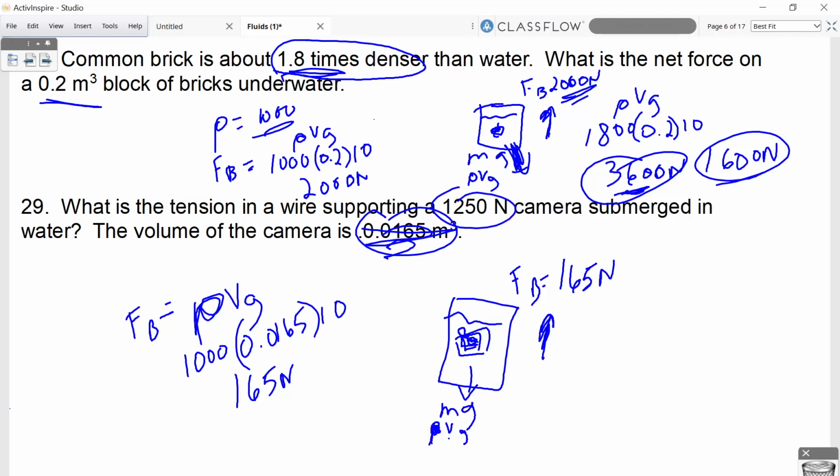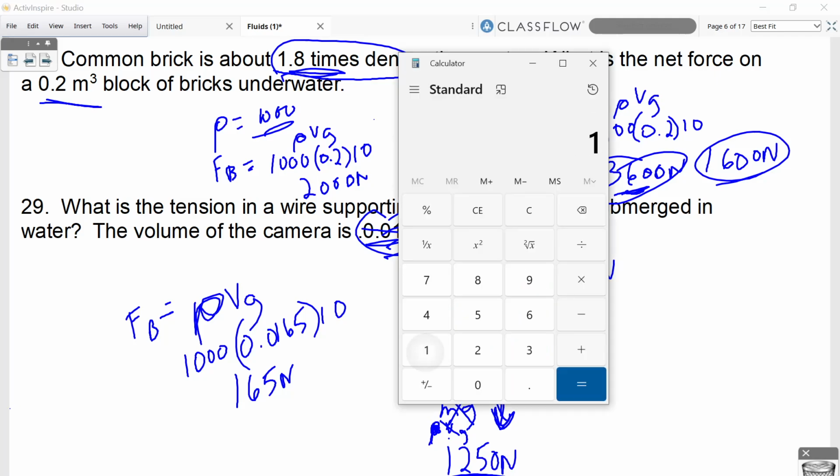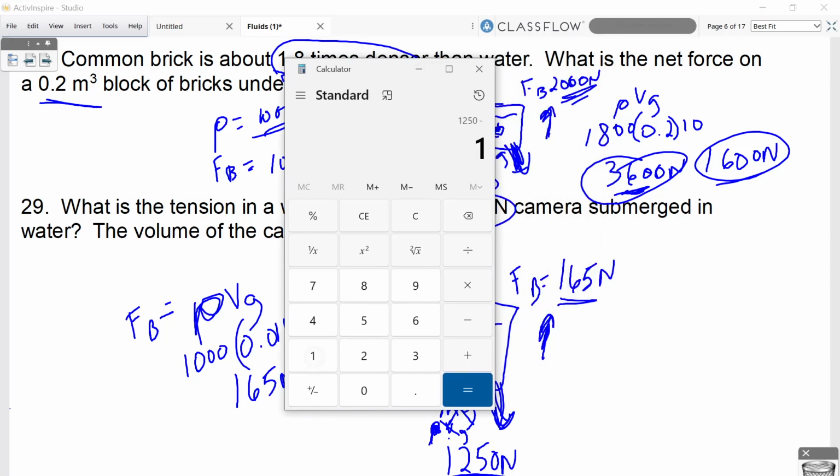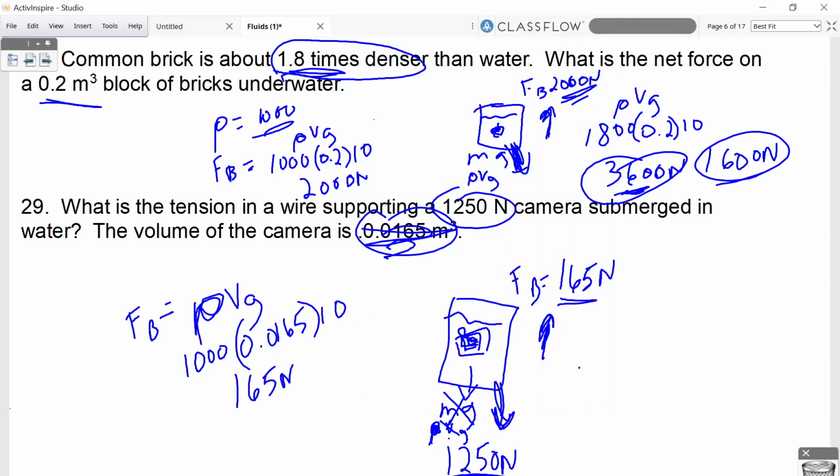They actually give us this. So they're saying, you know what? We don't want you to solve this part. We're just going to give you what that is. That just makes our life a lot simpler because now if we want to find out the new weight of the object, we just subtract these two numbers. So 1250 minus 165. And the camera now weighs 1085 when it's submerged in water. Okay, so we're moving on here.